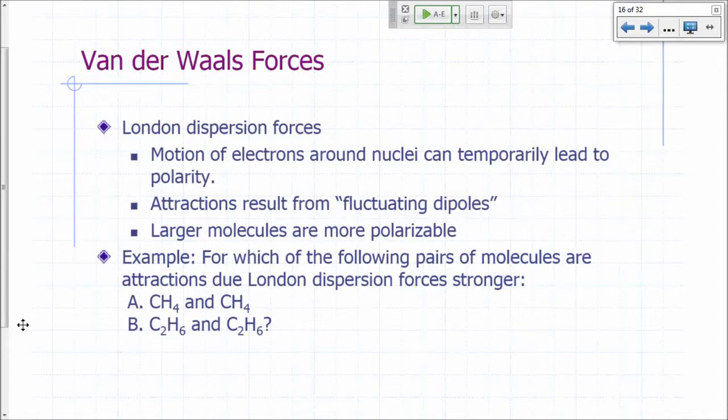Molecules in general, even though they're non-polar, can have what we call fluctuating dipoles, or momentary dipoles, or instantaneous dipoles. So you can have attractions between these fluctuating dipoles, and that leads to attractive forces, even though molecules are non-polar. Now, the bigger the molecule, the stronger these fluctuating dipoles are going to be. So we say that larger molecules are more polarizable.